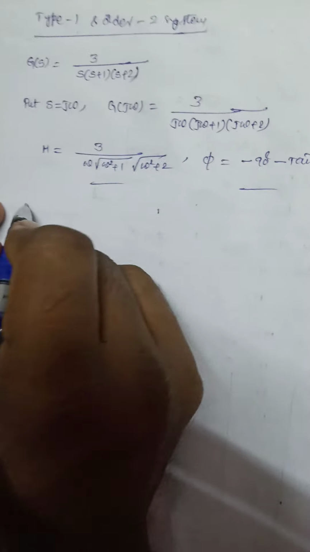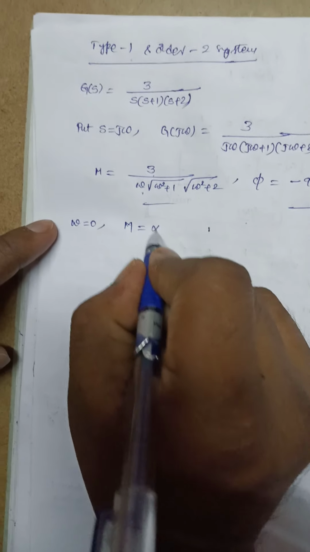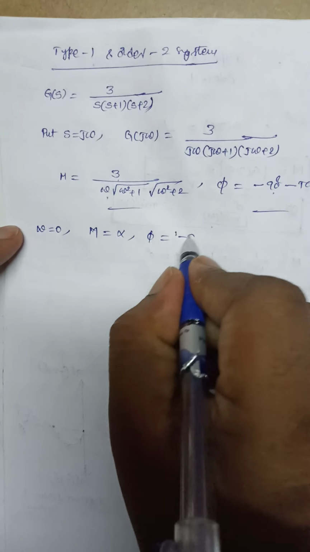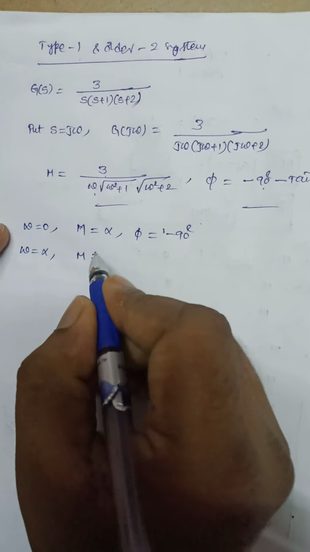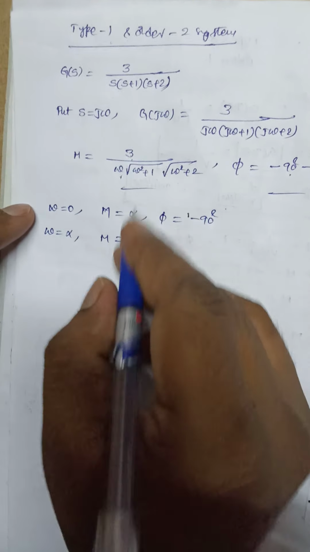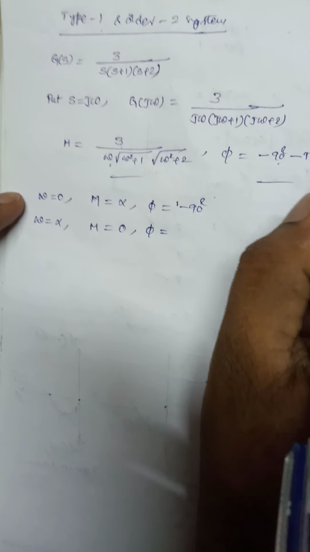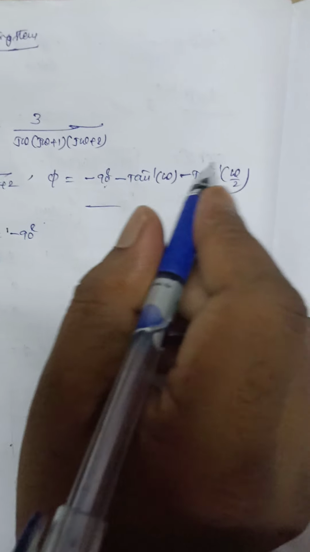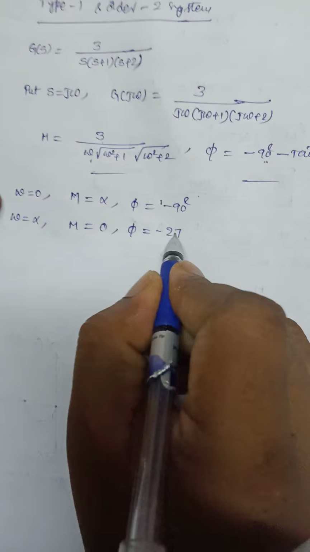And the polar plot, so whenever omega is equal to 0, the magnitude is 3 divided by 0, which is equal to infinity, and phase angle is minus 90 minus tan inverse of 0, it will become minus 90 degrees. Whenever omega is equal to infinity, the magnitude is 3 divided by infinity, it will become 0, and phase angle is minus 90 minus 90 minus 90, since each tan inverse term will become 90 degrees, so it will be minus 270 degrees.